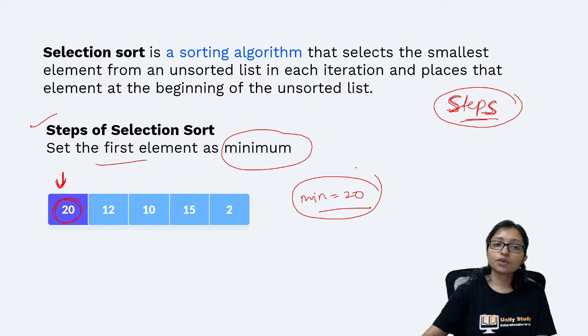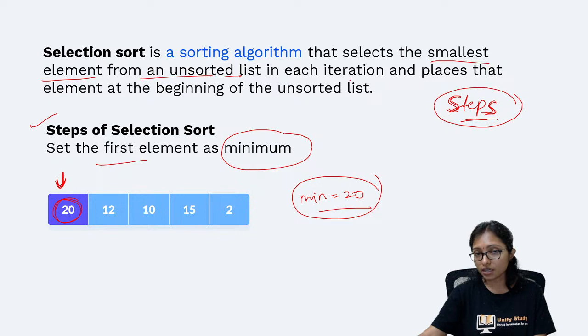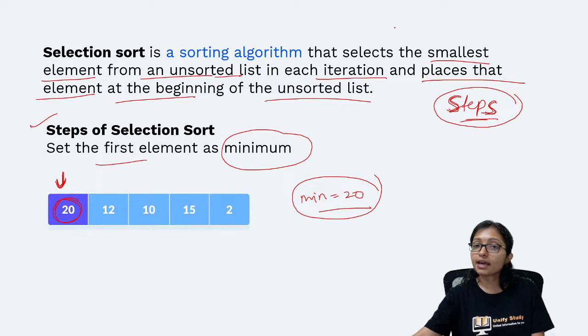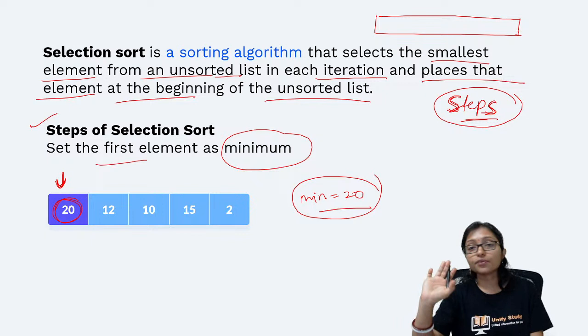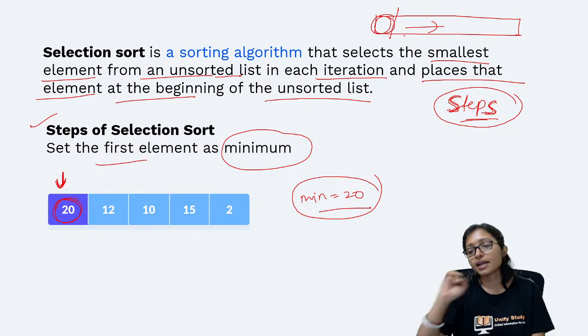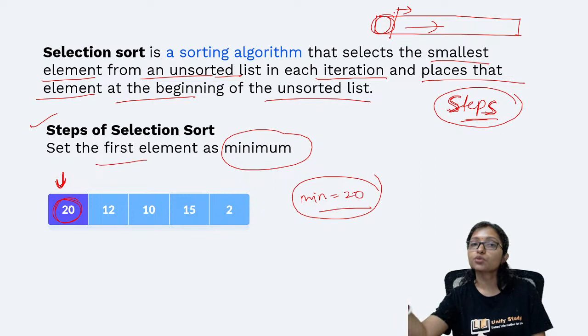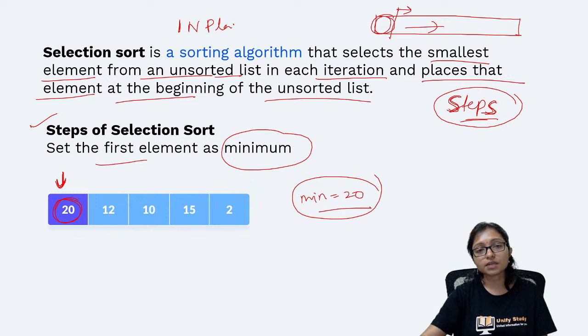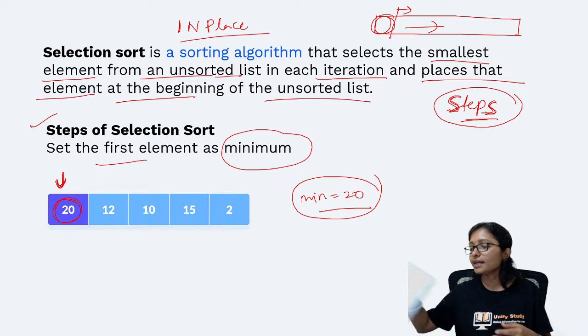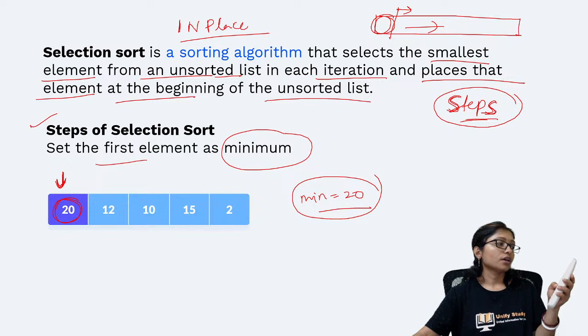After that, what I will do is select the smallest element from the unsorted list in each iteration and place the element at the beginning of the unsorted list. What is the meaning? Ultimately there is only one array. Virtually we are thinking of this as my sorted part and this as my unsorted part, and one by one we go forward and try to sort it. It is an in-place algorithm. Why is it an in-place algorithm? Because here we are not taking any extra array.